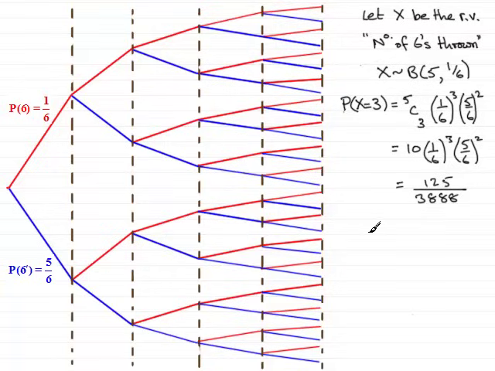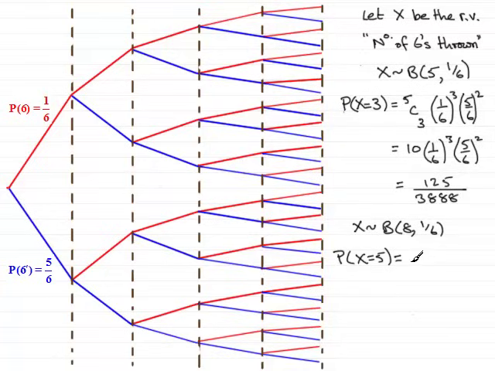Now suppose, for instance, I didn't throw the die 5 times, but I threw it, say, 8 times. Then I'd have x as distributed binomially, there'll be 8 trials, and the probability of success would be 1/6 again. Now, suppose in this example I had to work out the probability of, say, getting 5 successes. I would write x equals 5.